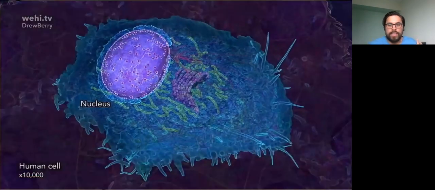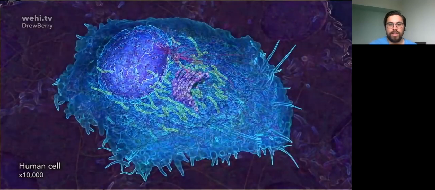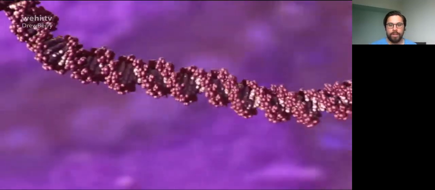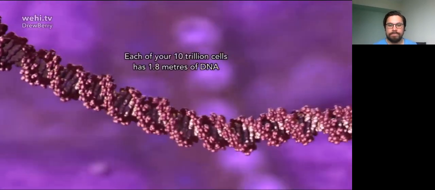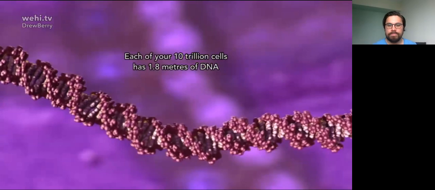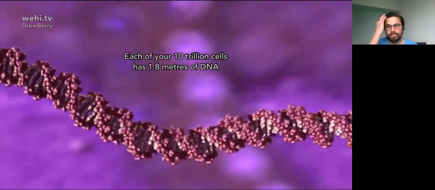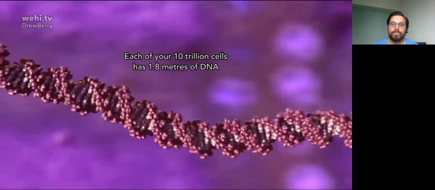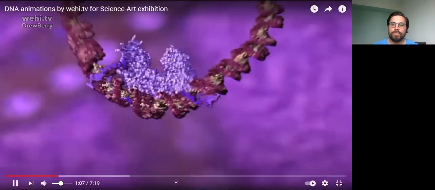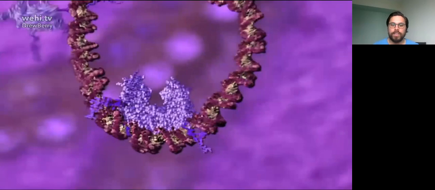So there's a human cell 10,000 times. Pretty neat. All right, here's the good part. That's DNA. And grapes.